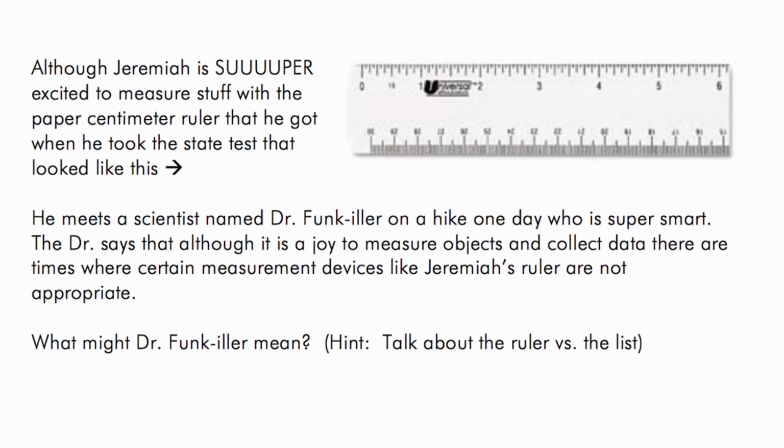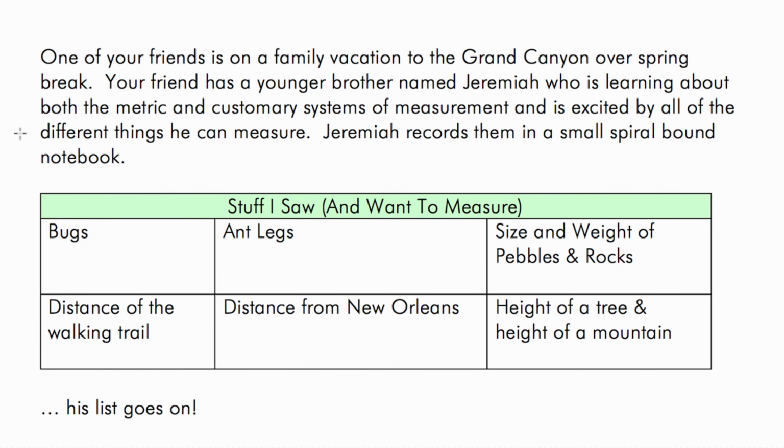Let's look at Jeremiah's list of things he's measuring. He wants to measure bugs and ant legs. These are all small things. So that ruler might actually be a good thing for these two. He wants to measure the distance of the walking trail. Well, that would mean he would have to put that little ruler down probably hundreds and hundreds of times. Distance from New Orleans: the Grand Canyon and New Orleans are going to be hundreds of miles apart for sure. The size and weight. Well, he can't use that ruler to measure the weight, but he could use that ruler to measure the size of pebbles and rocks. So it looks like the first 3 things here, you would use that ruler.